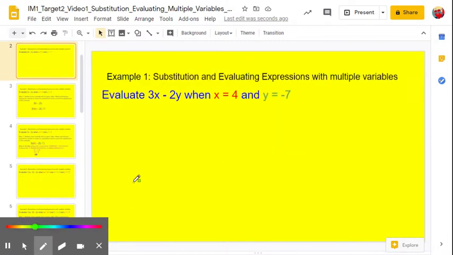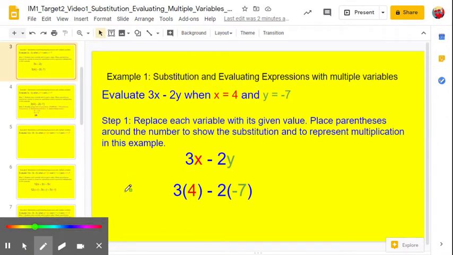Here's our first example. Evaluate 3x minus 2y when x equals 4 and y equals -7. So our algebraic expression is right here. It's the 3x minus 2y, and we're giving you the values of x and y to substitute. So what is our first step? That's right. Step one is to replace each variable with its given value. You may have said substitution. We're going to substitute the x and y values into the expression.